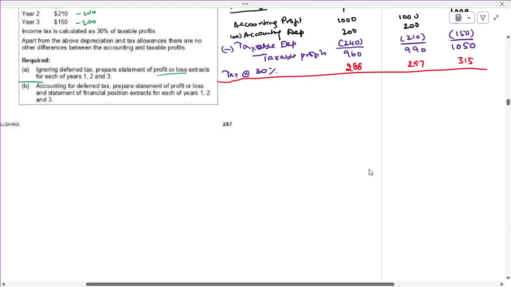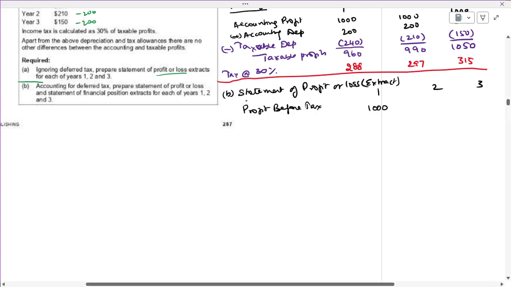Now, coming back to this. What they are asking us to do is with respect to the statement of profit or loss. The second one, extract. Now they are saying, how much is the profit before tax? Profit before tax is 1000, 1000 and 1000.